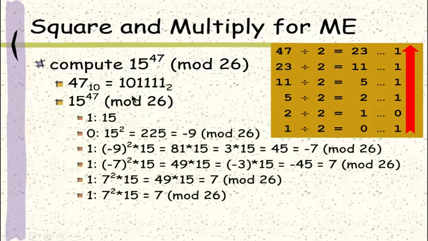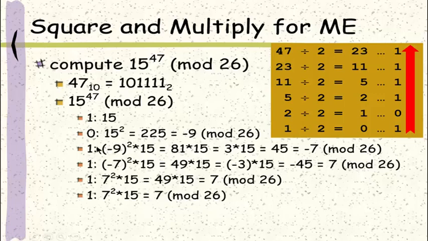Now we use the left to right square and multiply algorithm to compute 15 to the power 47 mod 26. We first write down the binary representation of 47, starting from the leftmost bit: 1, 0, 1, 1, 1, 1. Remember, when we move from one bit to another, we square the current value, and once the bit is a 1, we multiply by 15. So we start with 15, and we do 15 squared because this bit is 0, so we don't do any further multiplication. 15 squared is 225, which modulo 26 is negative 9, or positive 17.